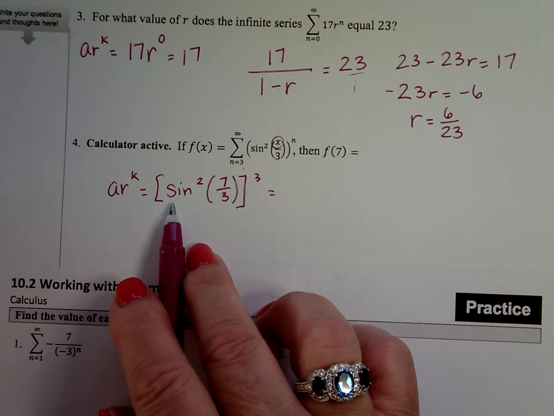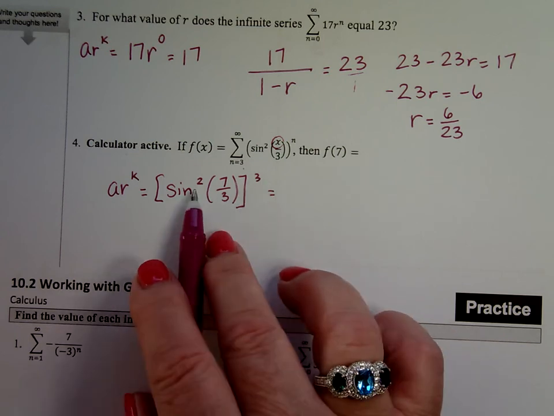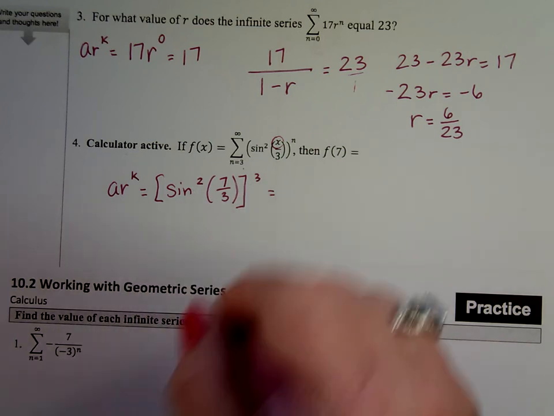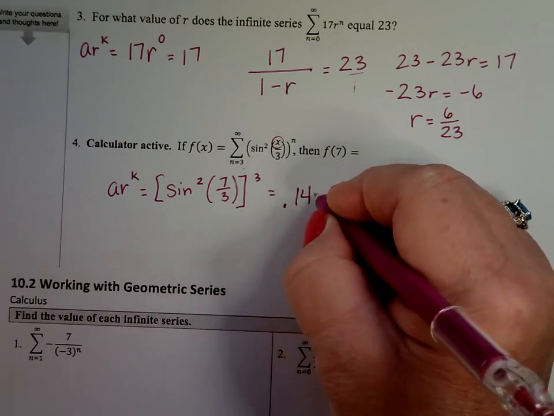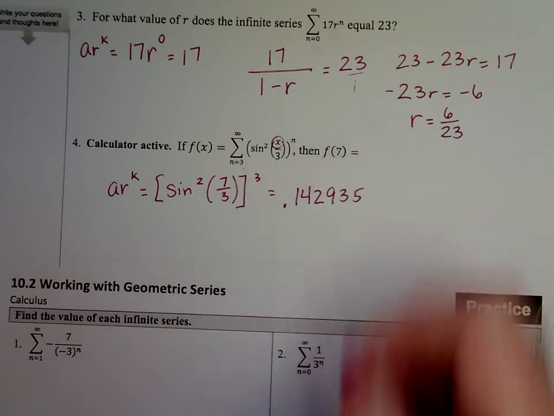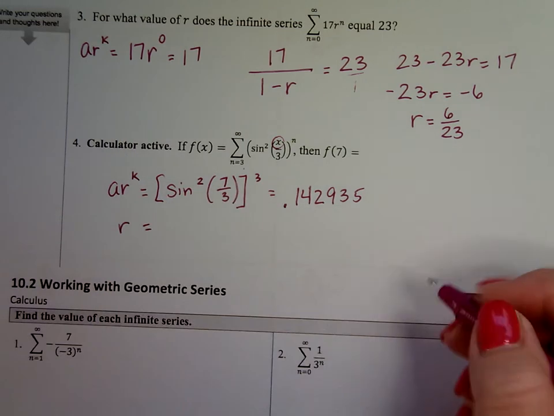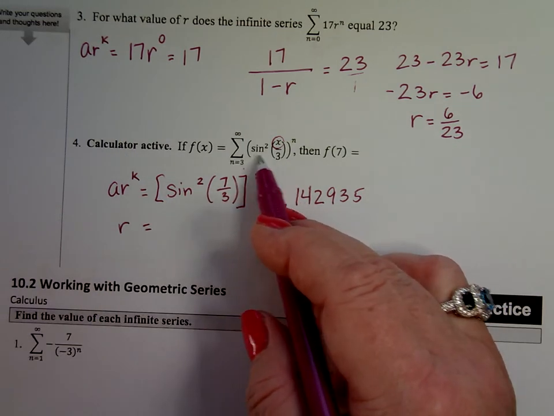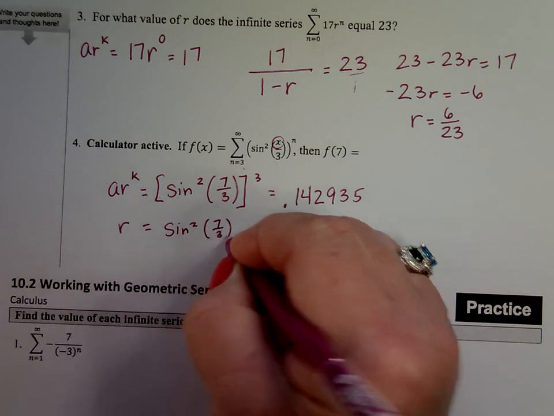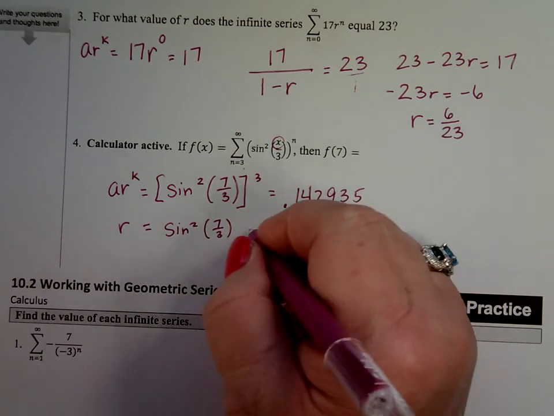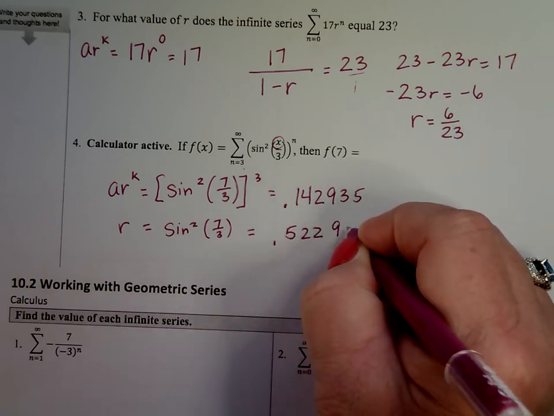Sometimes it is easier. Actually, this is also going to be raised to the 6th power, squared and then cubed. So you could do that to make it a little simpler. But nonetheless, you're looking to get out 0.142935. First term. Now your r term is going to be this piece inside here. It's just the sine squared of 7/3. That comes out to be 0.5229 or 52285.